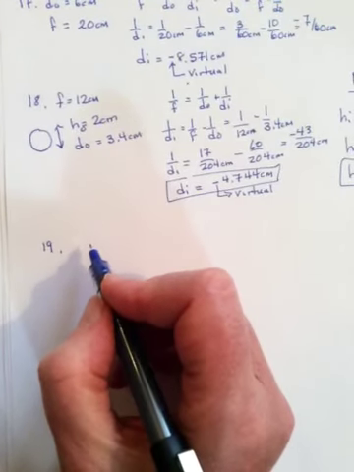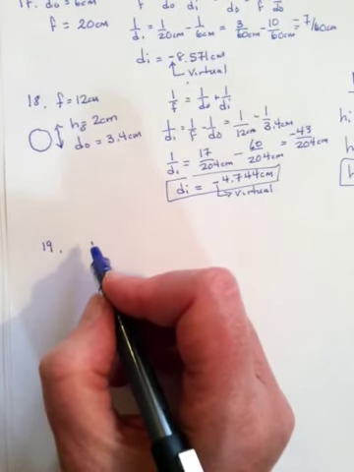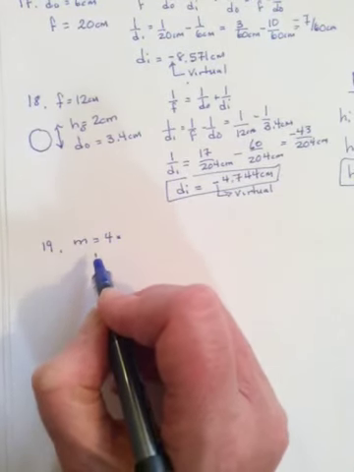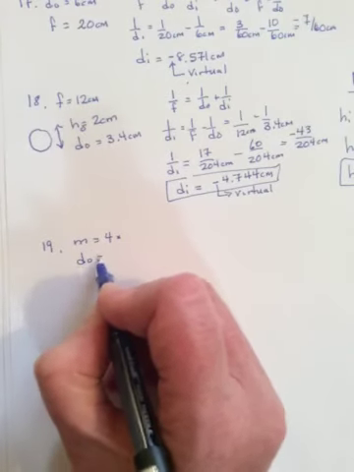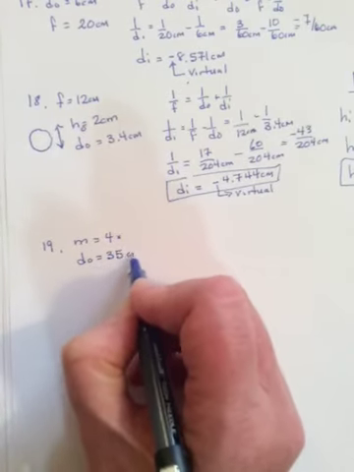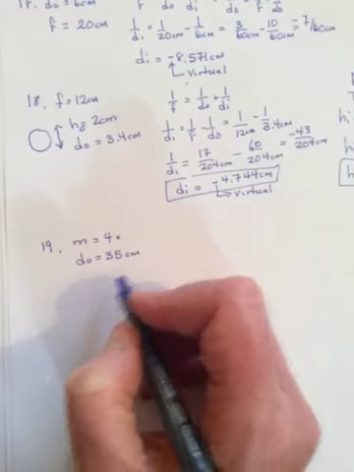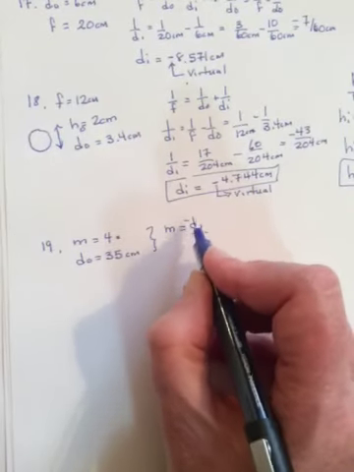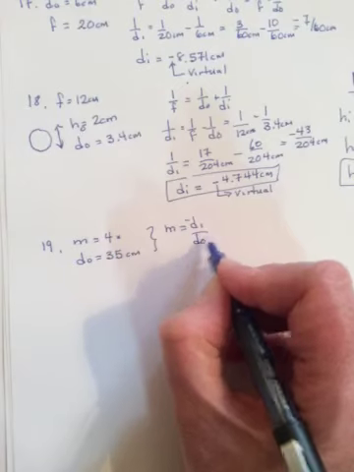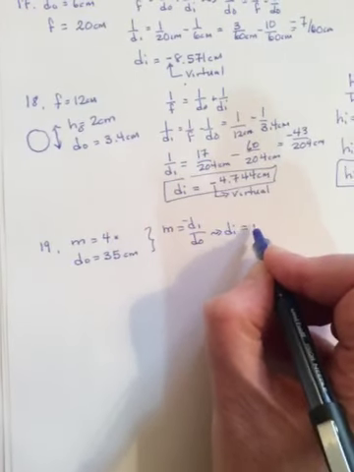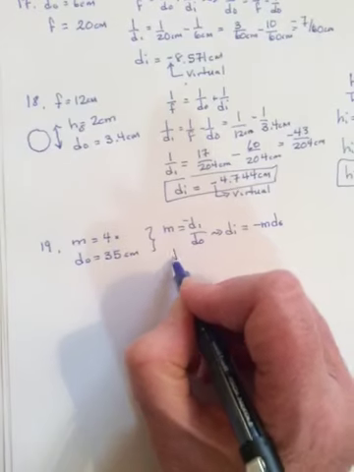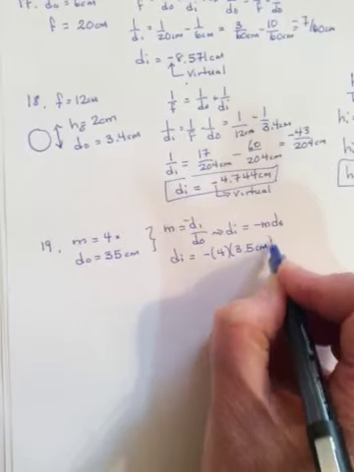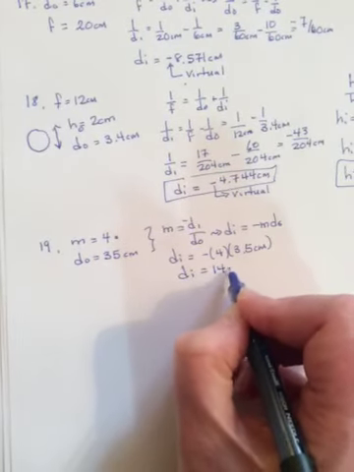Number 19. A stamp collector wants to magnify images by 4. So it wants M to equal 4. When the object is placed 3.5 centimeters from the lens. 3.5 centimeters. What must the focal length be? So first we can get DI. M equals negative DI over DO. So DI is going to equal negative M times DO. So DI is going to equal negative 4 times 3.5. So DI equals negative 14 centimeters.